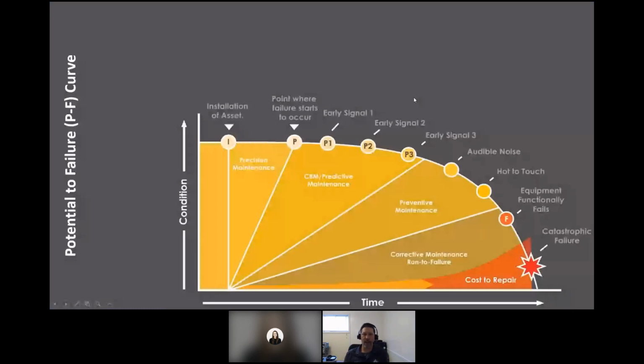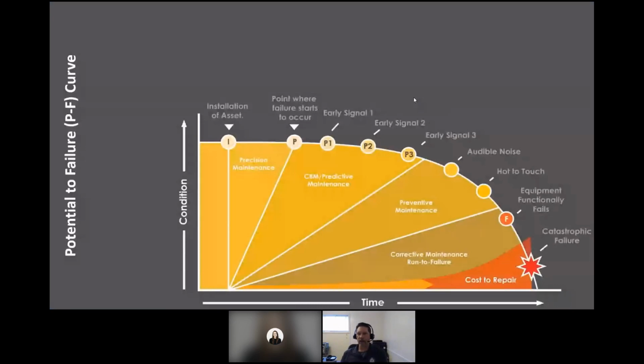between P1 and F. And if we're using a different technology, so maybe, for example, at P1 we're using ultrasound, maybe at P2 we're using vibration. The PF interval will be different for vibration than it will be for ultrasound. And it will be different for each and every failure mode that we experience.